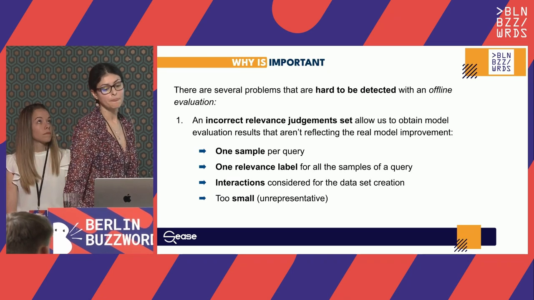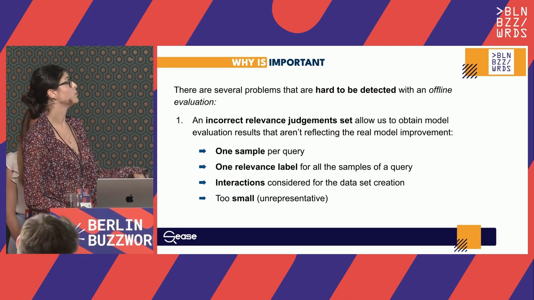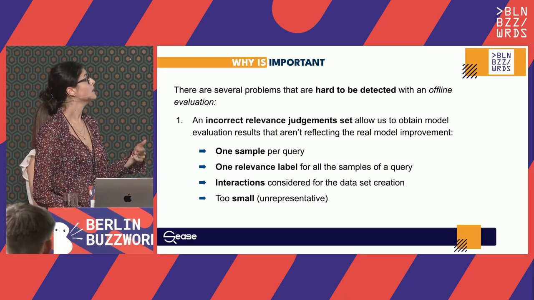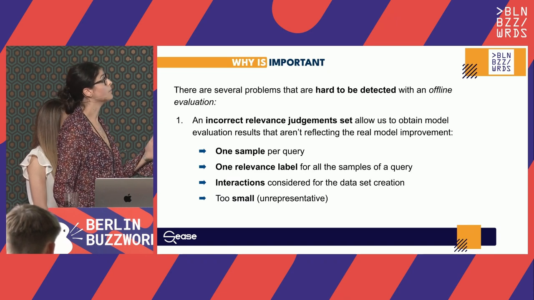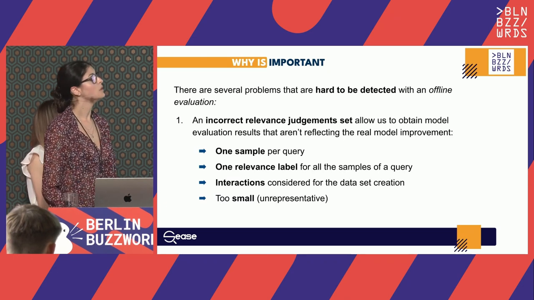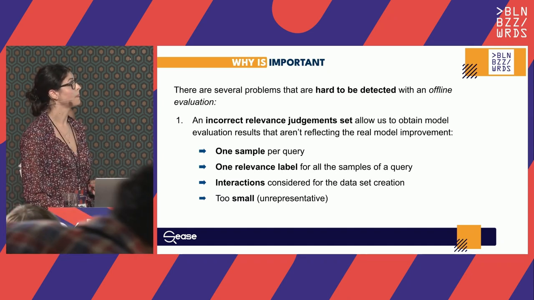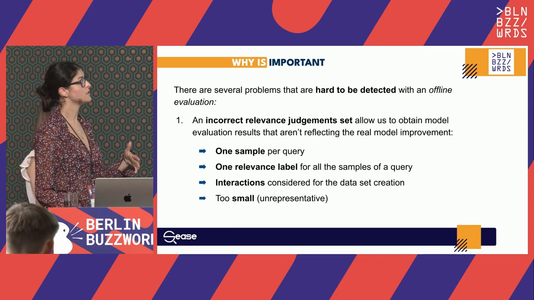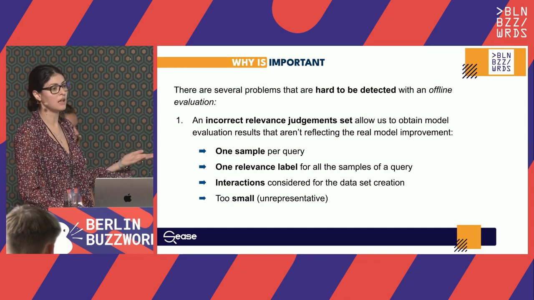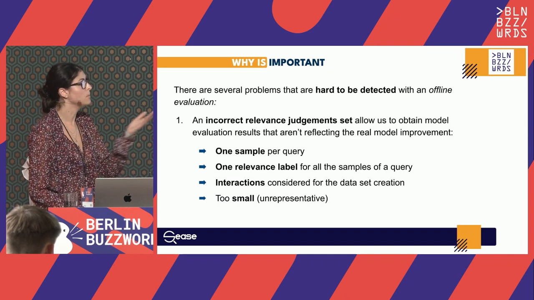One thing is an incorrect relevance judgment set. So a judgment set is composed of query-document pairs associated with a rating that reflects how relevant that document is for that query. So it may be the case where you have an extremely high evaluation performance offline, but just because you have improperly designed the evaluation set. So in that case, the results that you obtain do not really reflect a real model improvement or a regression.